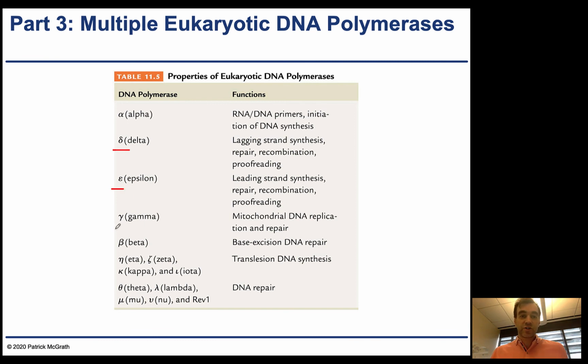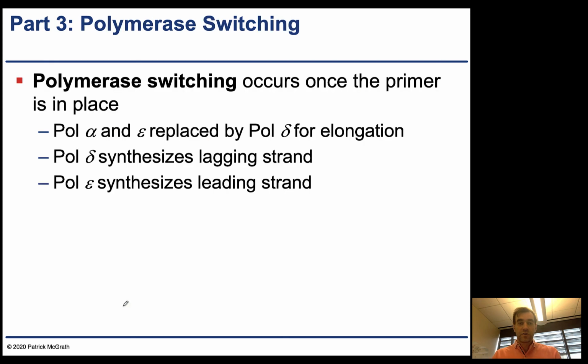There's also a special polymerase used for mitochondrial DNA replication and repair. So mitochondria are the energy source of the cells, but they also contain their own genomes. And so they have a special polymerase that's used for replicating their genomes. And then there's also a bunch of polymerases used for DNA repair, so different types of DNA repair, base excision, translesion, etc.